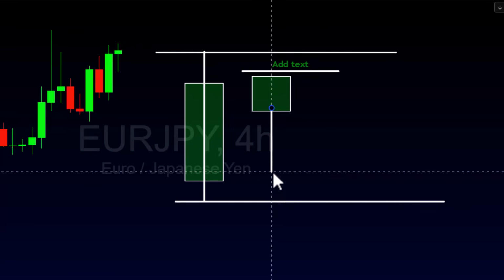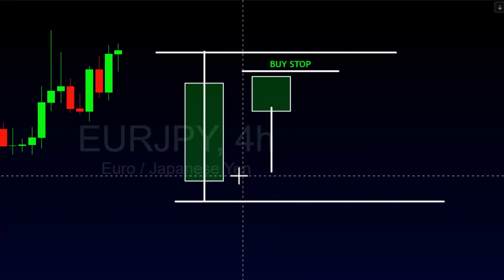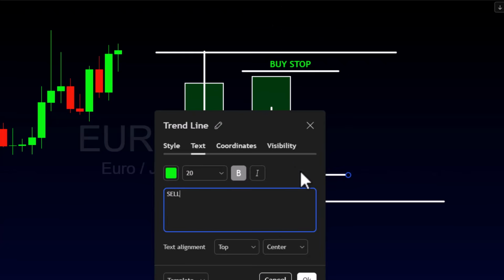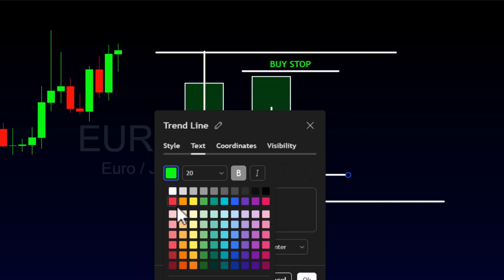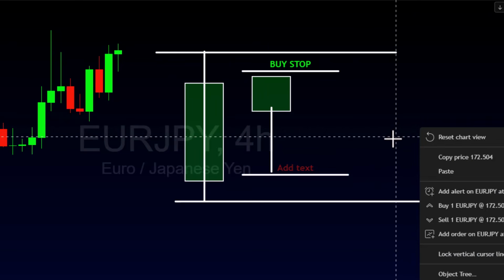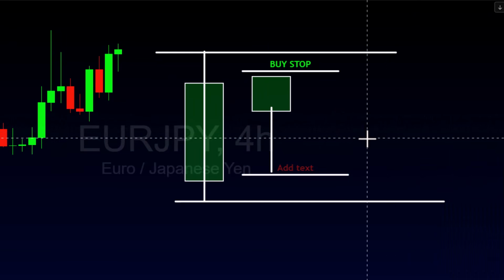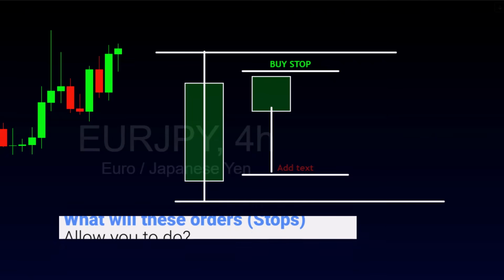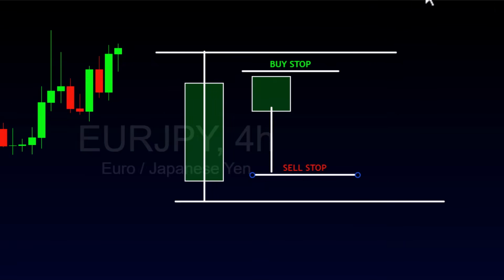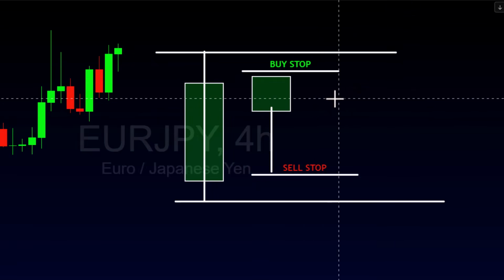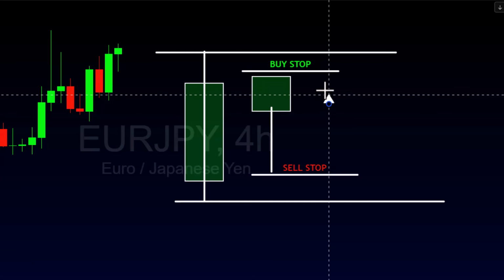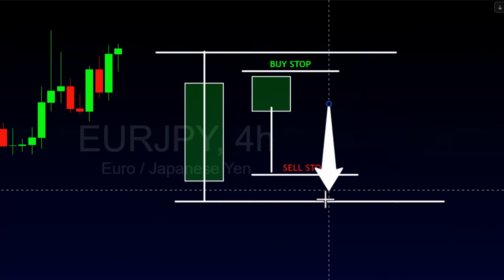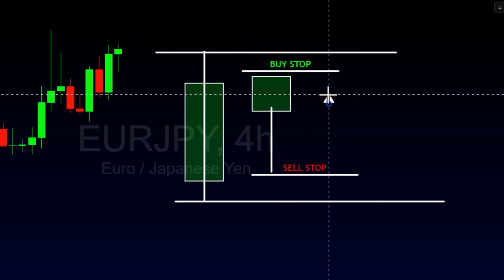You put a buy stop above it. I'm going to shrink that up some. And then you would put a sell stop below it. And who can tell me what this does? Buy stop above, sell stop below. Yeah. So whichever way it breaks out, because you're expecting a breakout, it would trigger the trade. If price breaks out to the upside, boom, you're triggered long on an aggressive breakout. If price breaks out to the downside, boom, you're triggered short on an aggressive breakout.